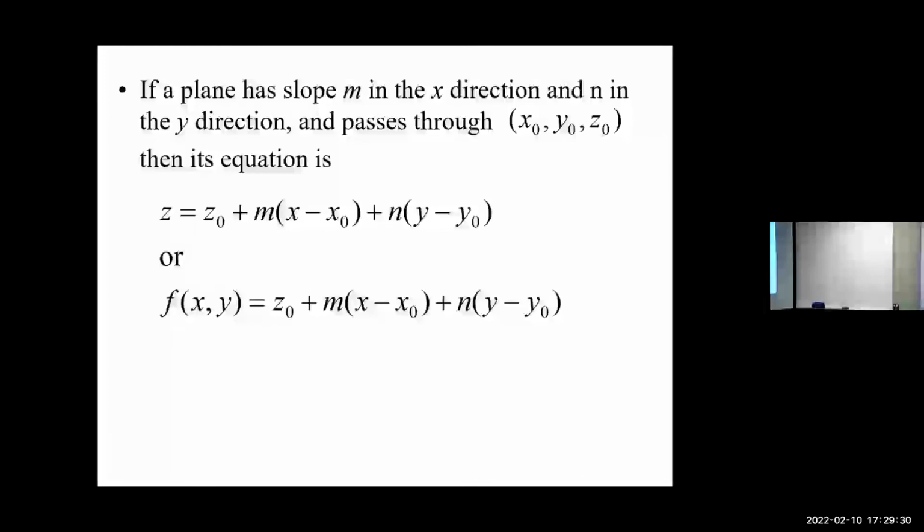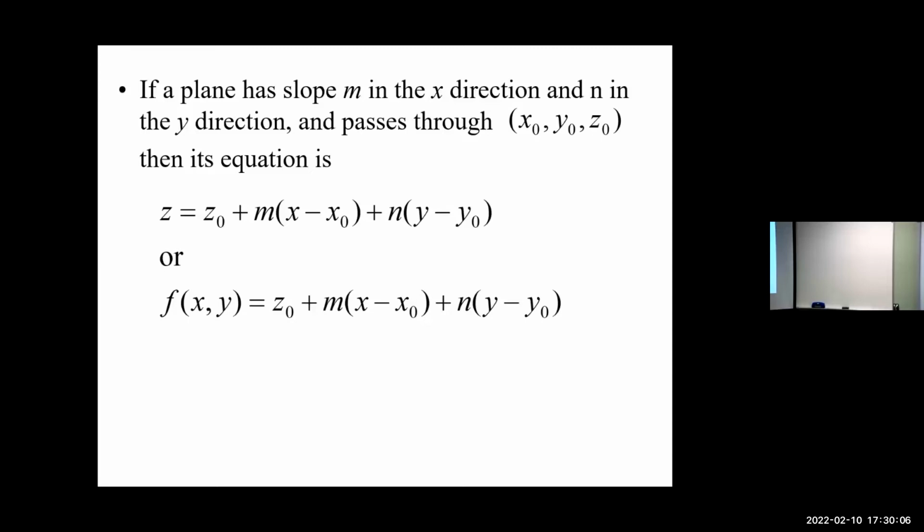We're going to see a couple different forms of a plane, and depending on what we're doing, one form may be more useful than another. But here's a general form. This would be like the point-slope form of a line. This would be the point-slope form of a plane, because all we need to do is find m and n, and then we can plug in x0, y0, and z0.